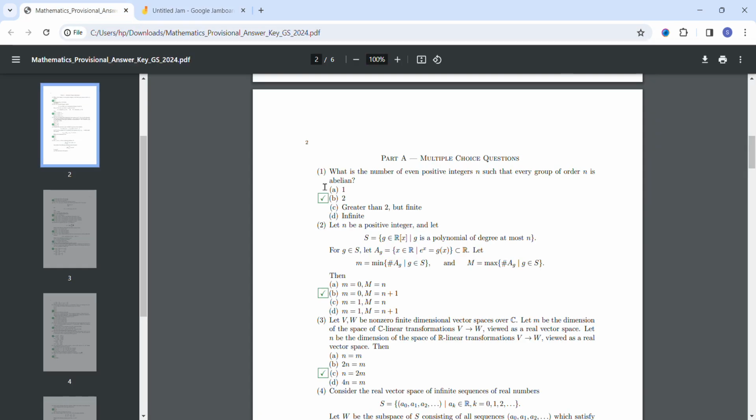So this is the provisional answer key paper, and I'll solve according to this paper. The first question says: what is the number of even positive integers n such that every group of order n is abelian?